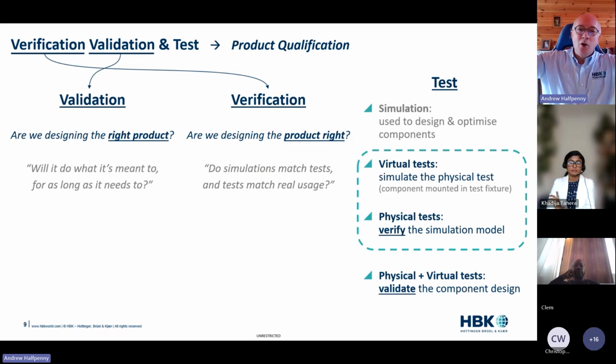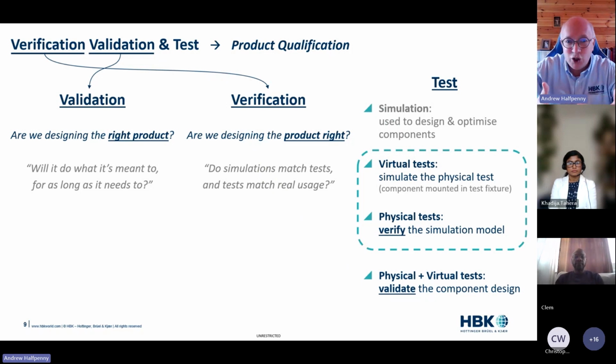So if you imagine, we start off with a simulation, and that simulation is used to design and optimize components. But we need to make sure the simulation's right. So here we're going to do virtual testing and physical testing. The virtual test simulates the physical test. In other words, you simulate that component mounted in the physical test fixture. And then the physical test runs in parallel with that. And then we can take measurements from the physical test and ensure that our virtual test, our simulation's running well, and we can refine that model.